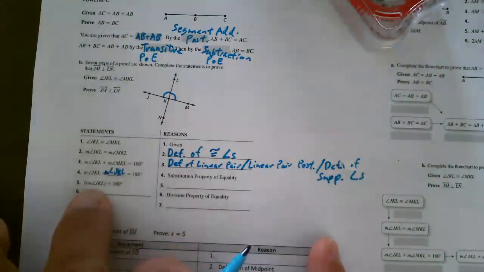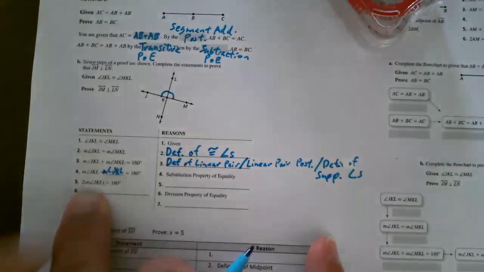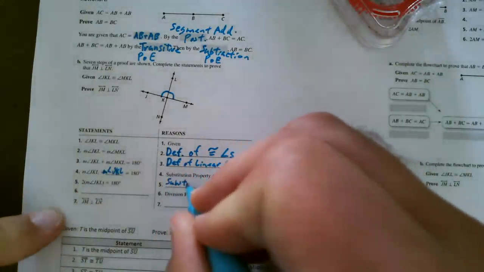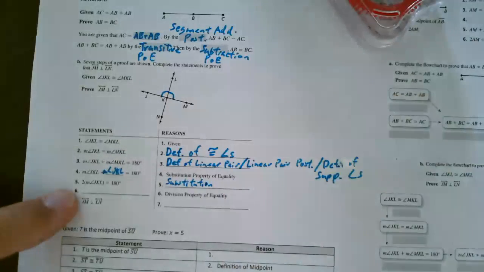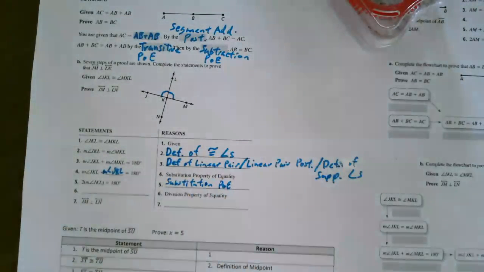They combine like terms. Now, whether or not you want to say combine like terms, simplify, or substitution property, I'll accept any of those. Now, when you're combining like terms, or when you are simplifying, what you're really doing is substitution. So that's the property we're using. So I'm going to say substitution property here. But again, if you say combine like terms, or if you said simplify, I am fine with either of those. All right, so substitution property of equality.